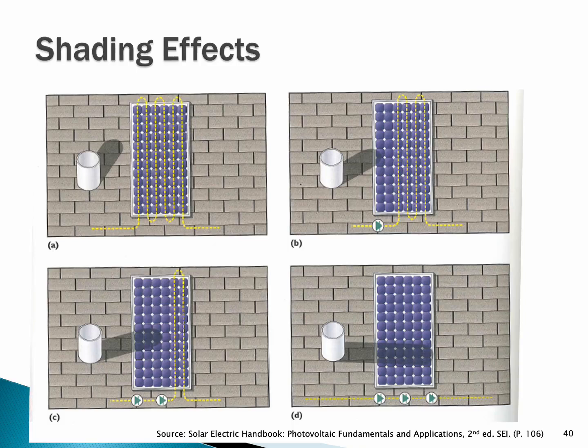Here we have a module up on a rooftop. Here we have on the left a white plumbing vent. That's to vent your toilets and sinks so that the water will go down into the sewer.